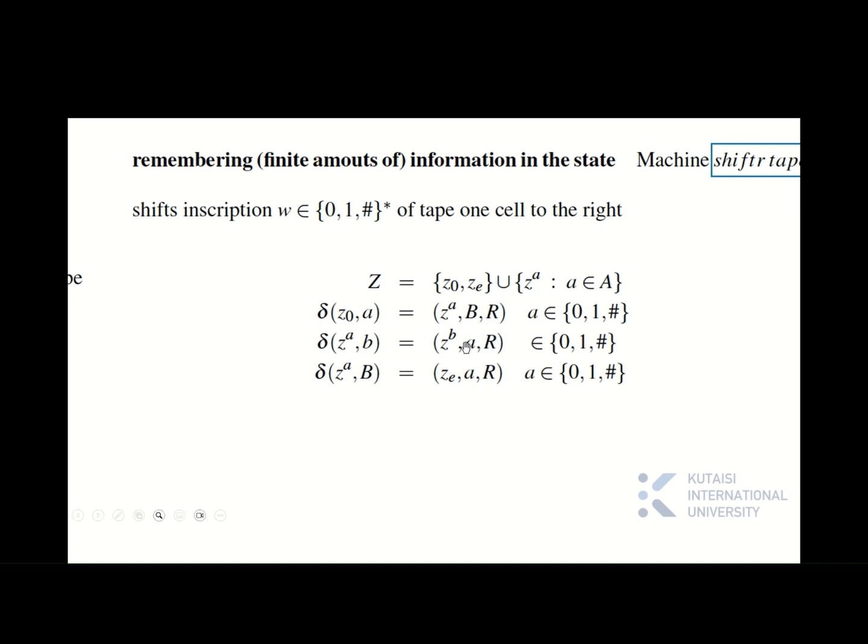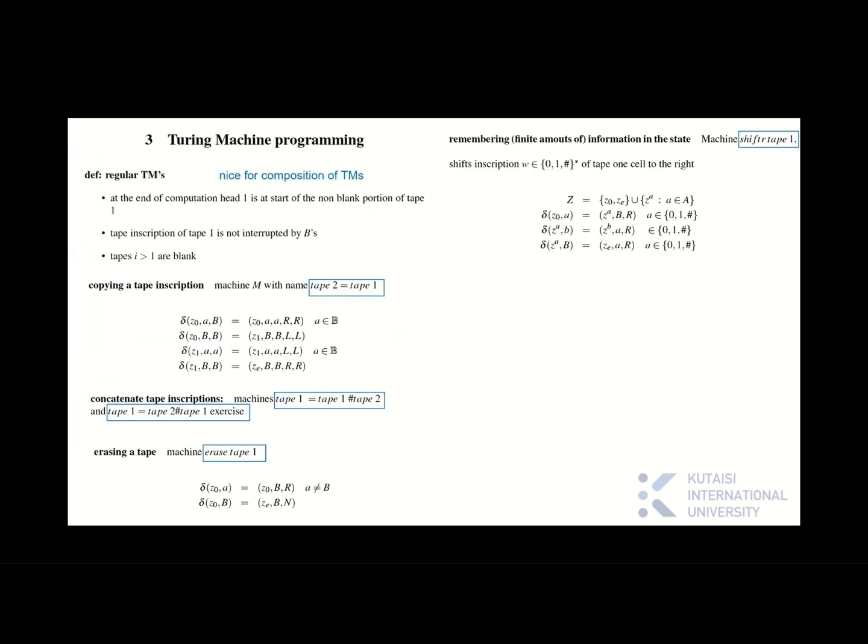You do this all the way, going right, right, right, unless you encounter a blank. When you encounter a blank, you're in some state Z^A, and you write A and go to the accepting state. So basically it reads the input, shifts it to the right, and ends on the rightmost part. So this is the Turing machine we are going to use.